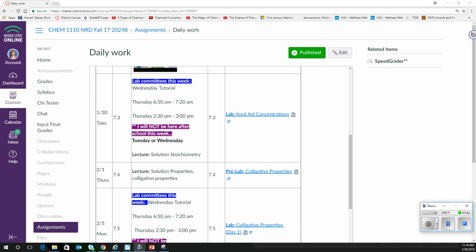Okay, they will be on the board up here, and they will also be on your Canvas so you can look at them at home. It'll also have a little section here that says, I will not be here after school these days, so that you can plan so you don't say, I'm going to stay and get help, and then I'm not here. Okay, so I'll put those up there, and then up here I'll also put the next week, so you'll know what's going on.